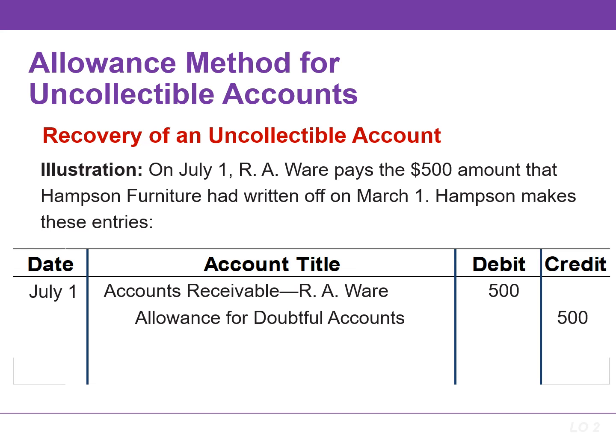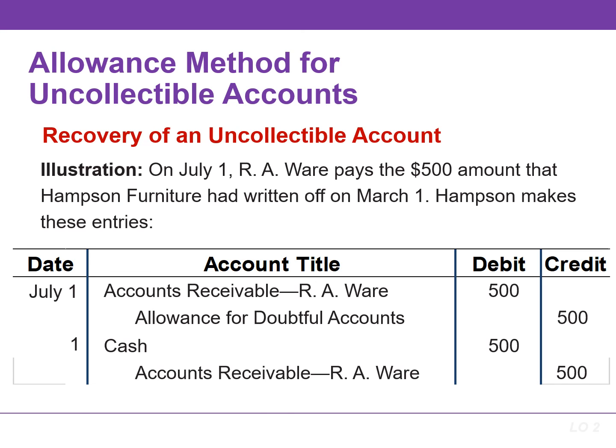The next entry will record the collection of the receivable. It will result in a debit to cash and a credit to accounts receivable R.A. Ware in the amount of $500. Note, the recovery of a bad debt, like the write-off of a bad debt, affects only balance sheet accounts.